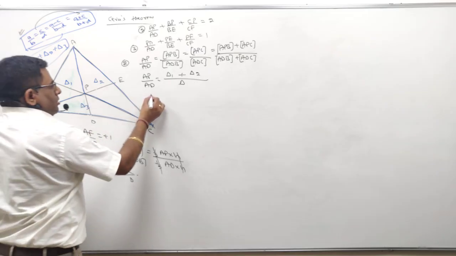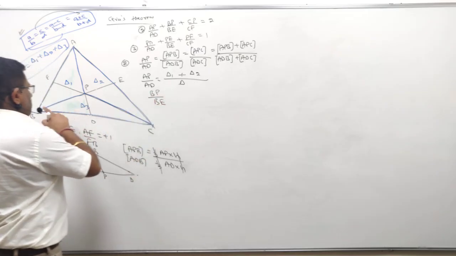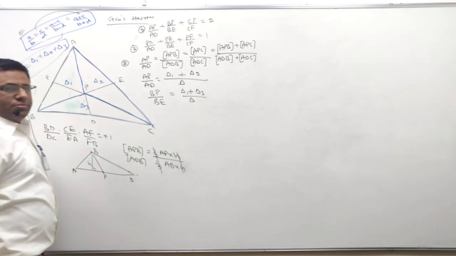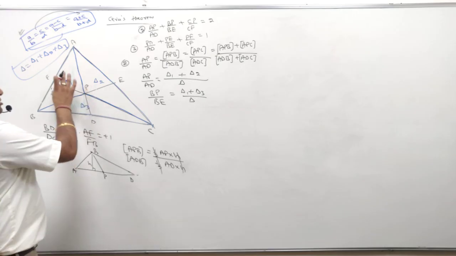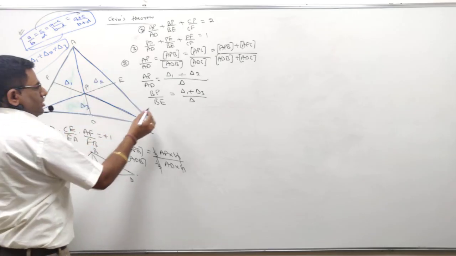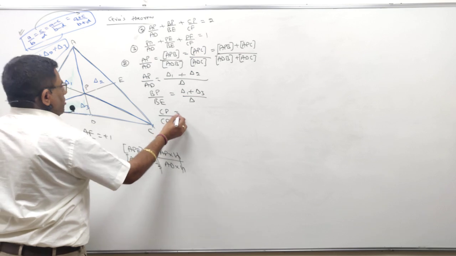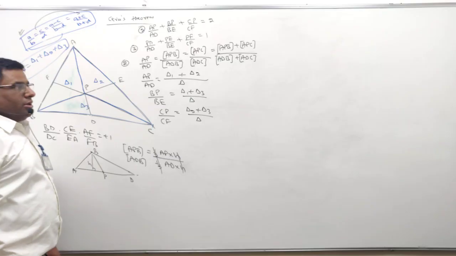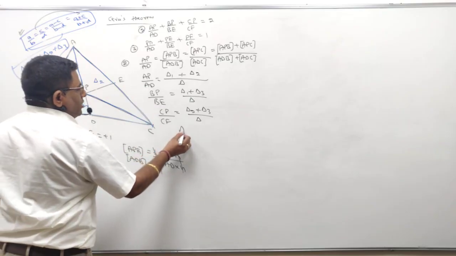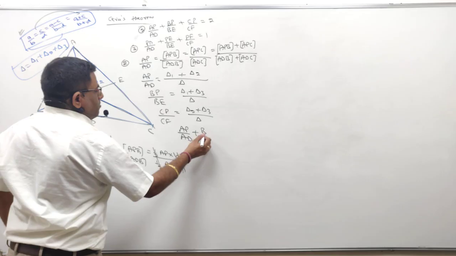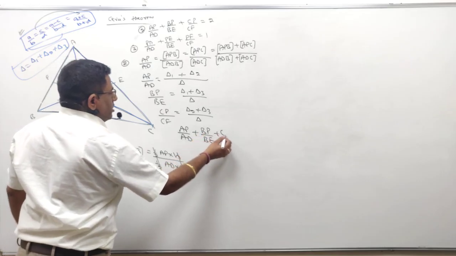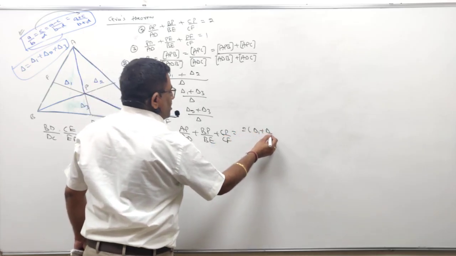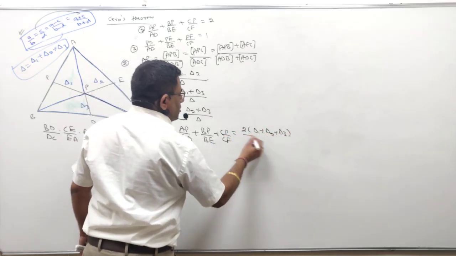Similarly, BP upon BE becomes delta 1 plus delta 3 upon total area, that is delta, and CP upon CF becomes delta 2 plus delta 3 upon delta. So if I add all these results, that is AP upon AD plus BP upon BE plus CP upon CF, it becomes 2 times of delta 1 plus delta 2 plus delta 3 upon delta.